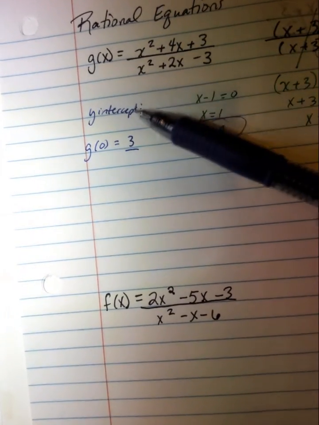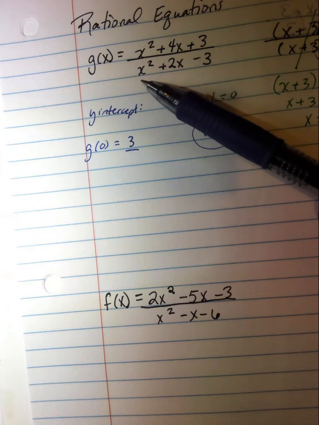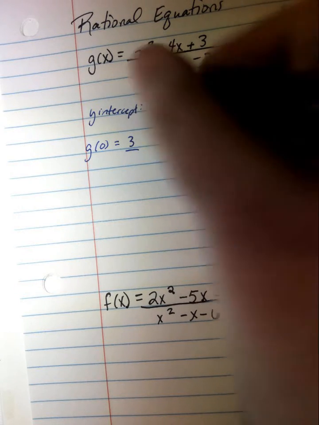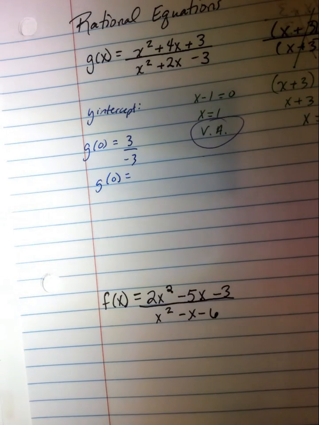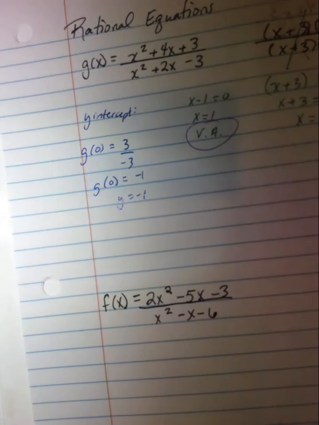Denominator, same exact thing. 0 squared is 0. 2 times 0 is 0. So I'm going to get 0 plus 0, which is 0. I'm left with a negative 3. Reduce this. 3 divided by negative 3 is a negative 1. Therefore, your y-intercept is at negative 1.